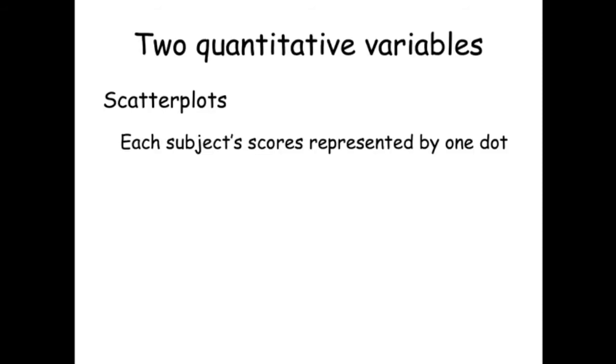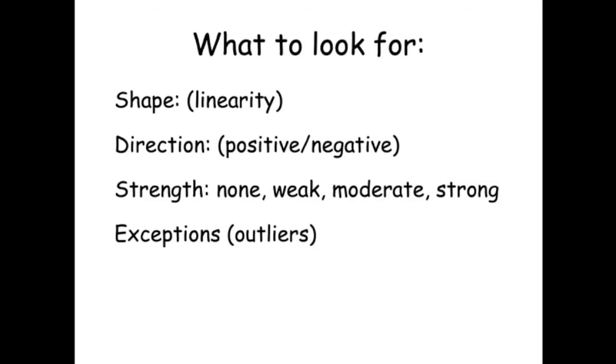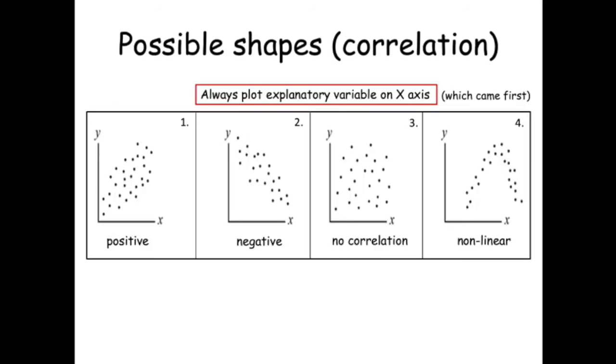The relationship between two quantitative variables is shown graphically in a scatter plot, with each subject's scores on the two variables depicted as a dot on a grid. When looking at a scatter plot, we focus on its linearity as well as the direction and strength of the relationship. We also look for possible outliers. Here are a few examples. If there is an explanatory variable, it always goes on the x-axis.